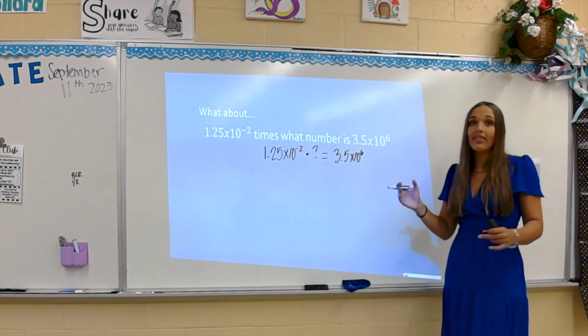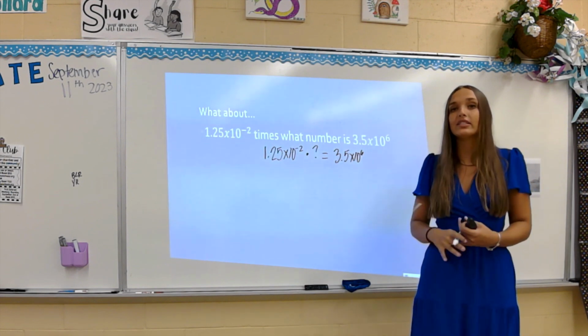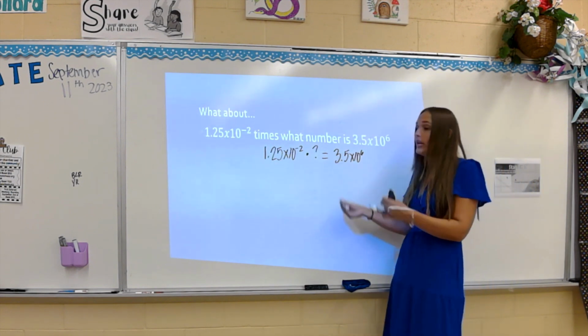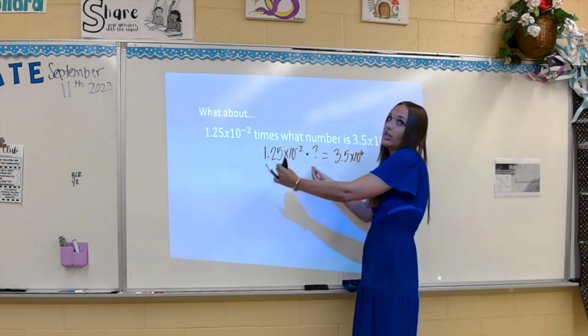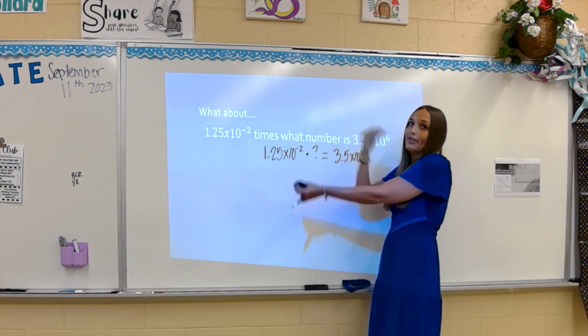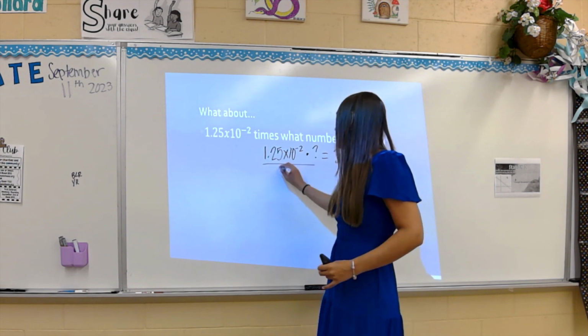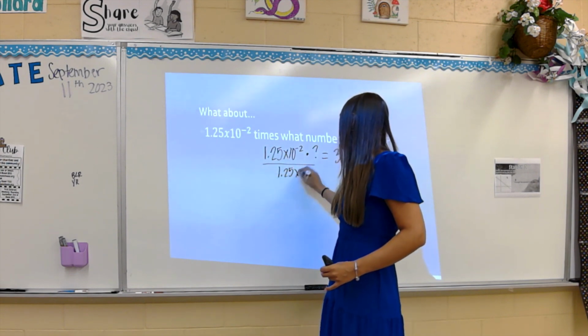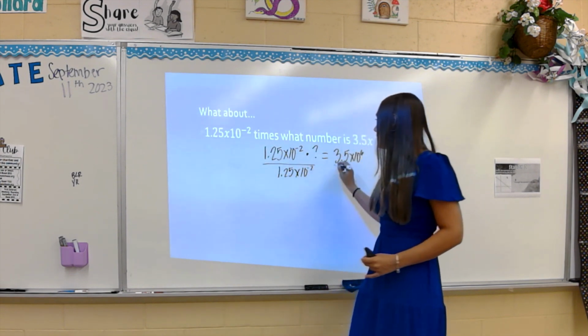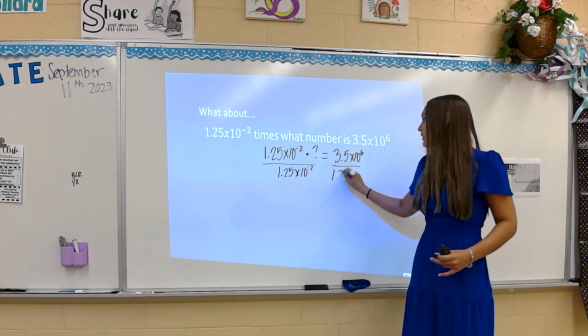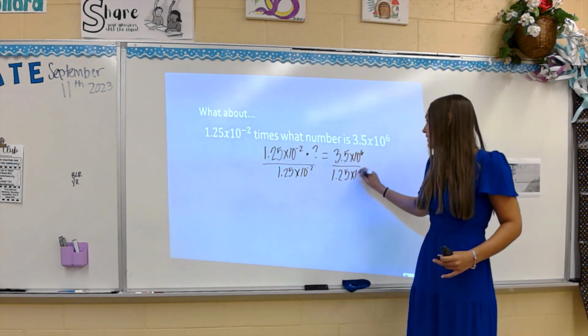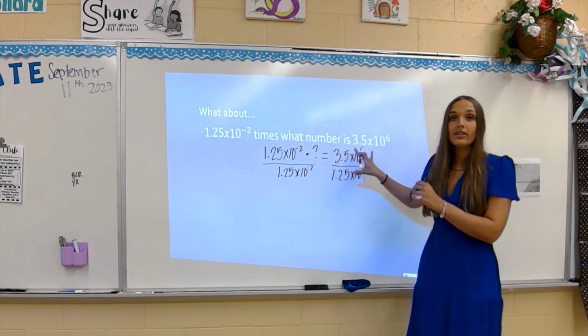Now I want to try to get that question mark, that missing variable, by itself. When we solve equations, we know that these two are glued together by multiplication. So we have to use their inverse operation. If we have multiplication, we have to use division to get that question mark by itself. So I'm going to divide by 1.25 times 10 to the negative second. And that gives me this new problem.